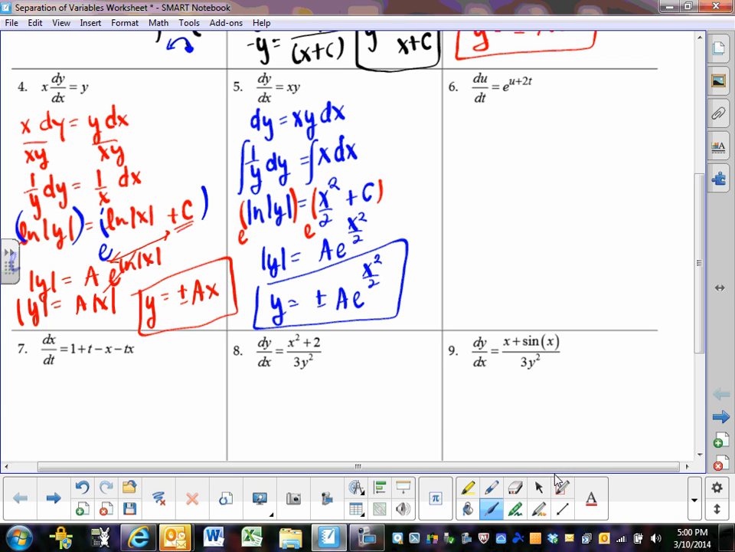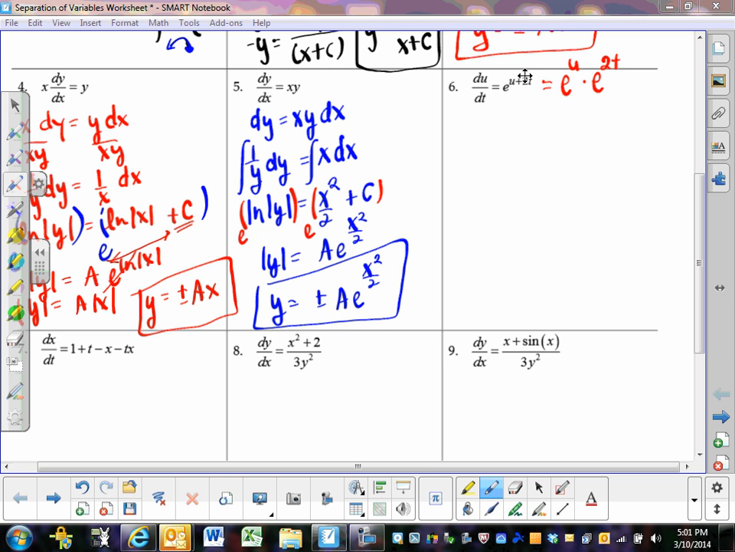Okay, now if I cross multiply on the next one, I have dy equals xy dx. So 1 over y dy equals x dx. When I anti-derive, I have natural log absolute value of y is x squared over 2 plus c. When I raise each side to e to a power, I end up with the absolute value of y is a e to the x squared over 2. So y will be plus or minus a e to the x squared over 2.